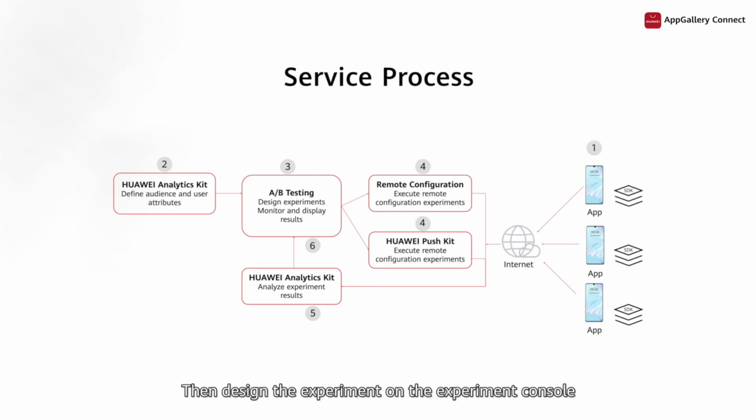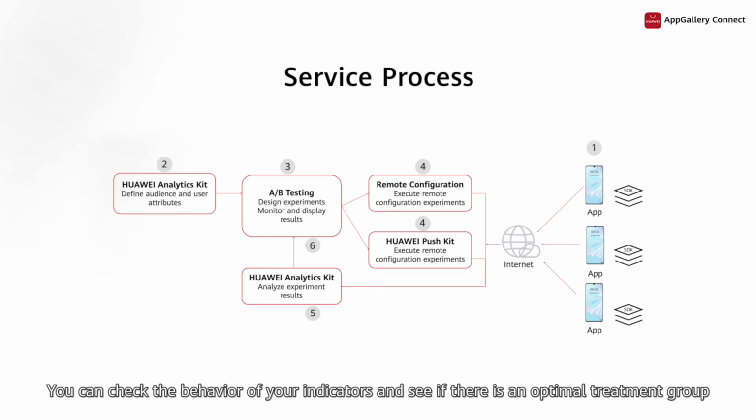Then design the experiment on the experiment console. If you've previously defined audiences and user attributes, then you can reference these during the design process. Depending on the type of experiment, it will either be executed by the remote configuration or the push kit. Once the experiment is running, the Analytics Kit will collect information on reported events, analyze and calculate experiment indicators, and then synchronize the analysis result to A/B testing. You can check the behavior of your indicators and see if there's an optimal treatment group.